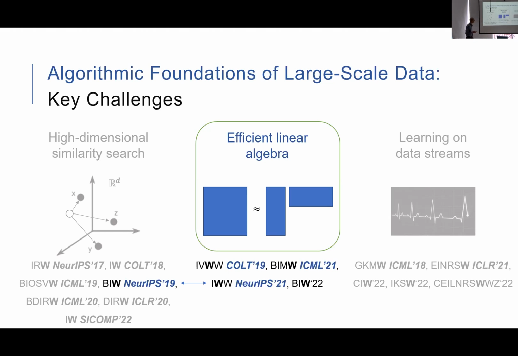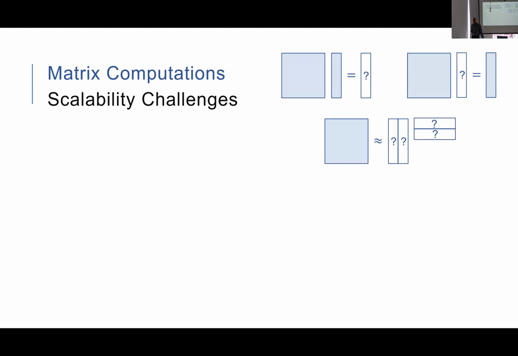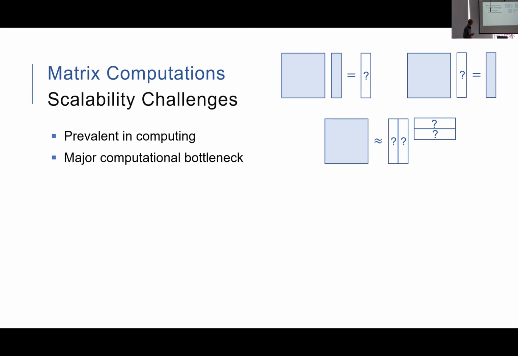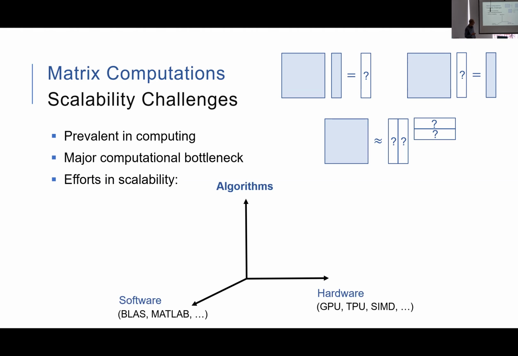Okay, so let me try to move quickly through this linear algebra part. It's shorter anyway. So here the topic is matrix computations, right? We all know they are very prevalent in computing and they are very computationally heavy. And there's a lot of scalability efforts to scale them up on hardware, software. Let me not get into the details. I'm interested in the algorithmic axis of these efforts.